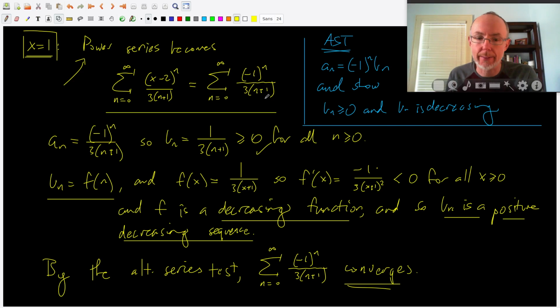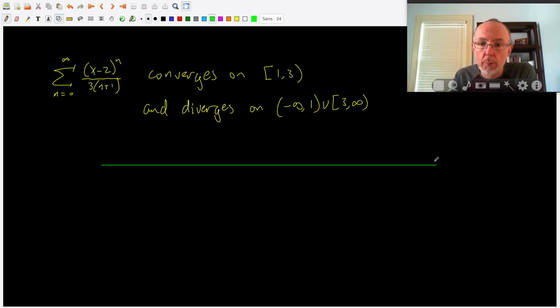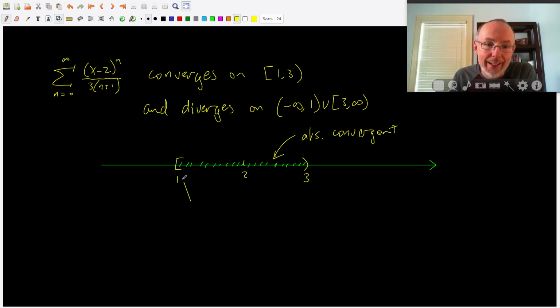So let's put all of that together. And literally what we found is that this series converges between 1 and 3. It converges also at 1. So if I'm going to draw this on the number line, between 1 and 3, we've got a convergent power series. And it's convergent everywhere in there, including at 1, but not at 3, and it diverges everywhere else. It's absolutely convergent in the middle there. It's absolutely convergent between 1 and 3. It's conditionally convergent at 1.